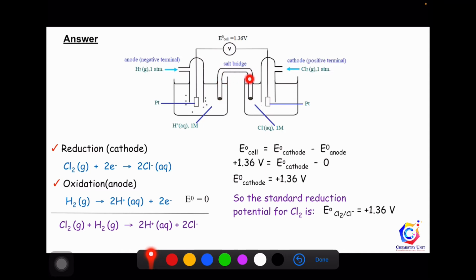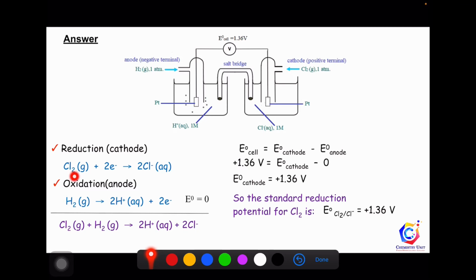Don't forget a salt bridge is required to connect both the half reactions, and since this is a voltaic cell, a voltmeter is present, and make sure to write the E naught cell value on top since it's given in the question. The next question said, discuss the reactions occurring in the electrochemical cell. When the key term discuss is used, you are required to write the half reactions occurring at cathode and anode as well as the overall cell reaction.